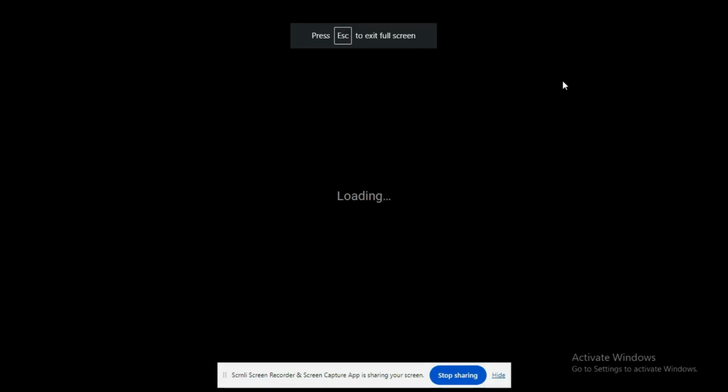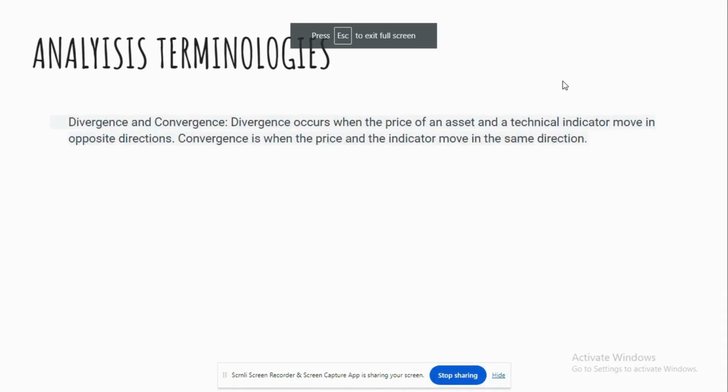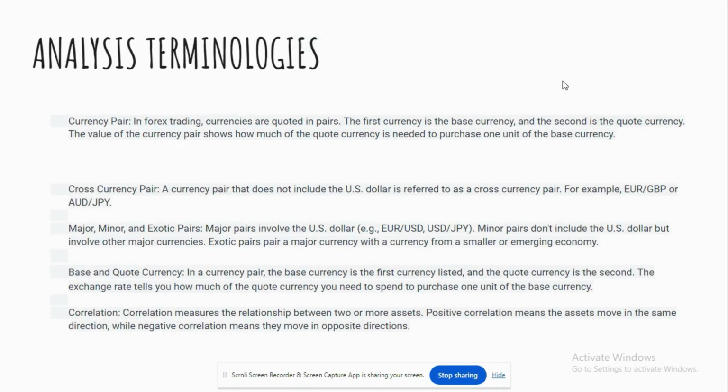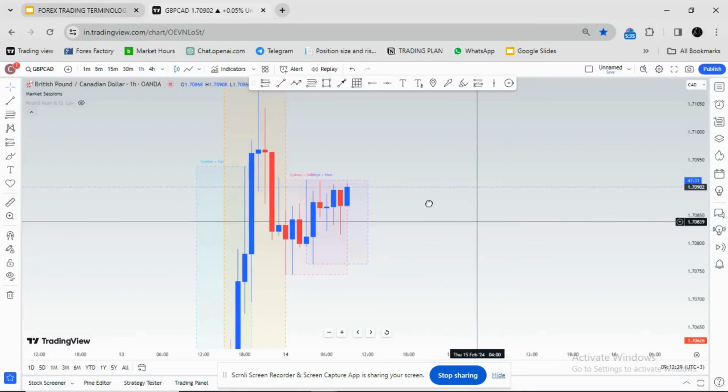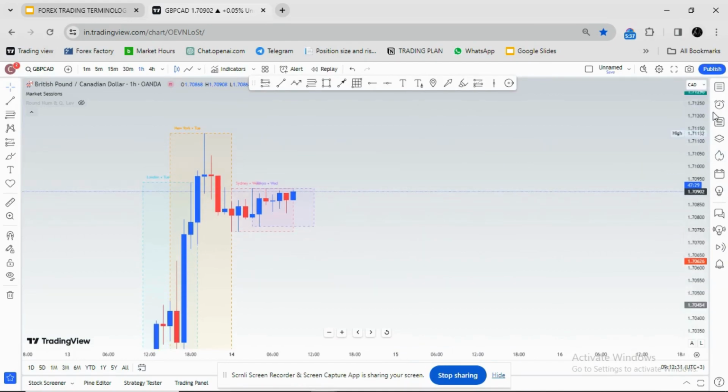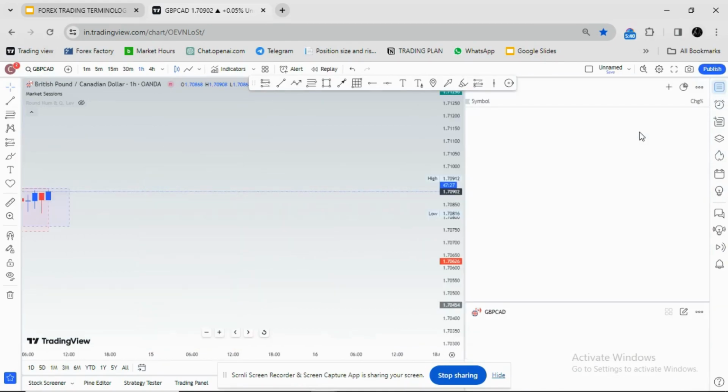So after that, now we're going to go over correlation. Okay, correlation measures the relationship between two or more assets, right? Some assets are positively correlated, and when an asset is positively correlated, it means the assets move in the same direction, while negative correlation means that they move in an opposite direction. And I'm going to try my best to show that to you.